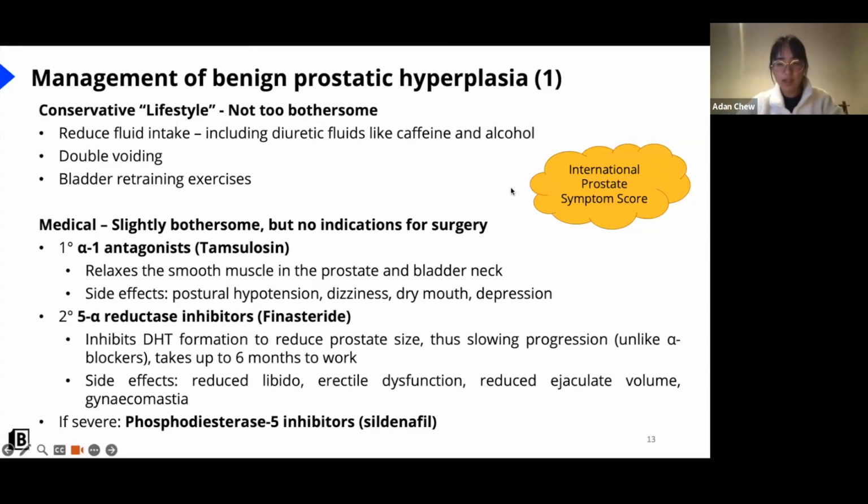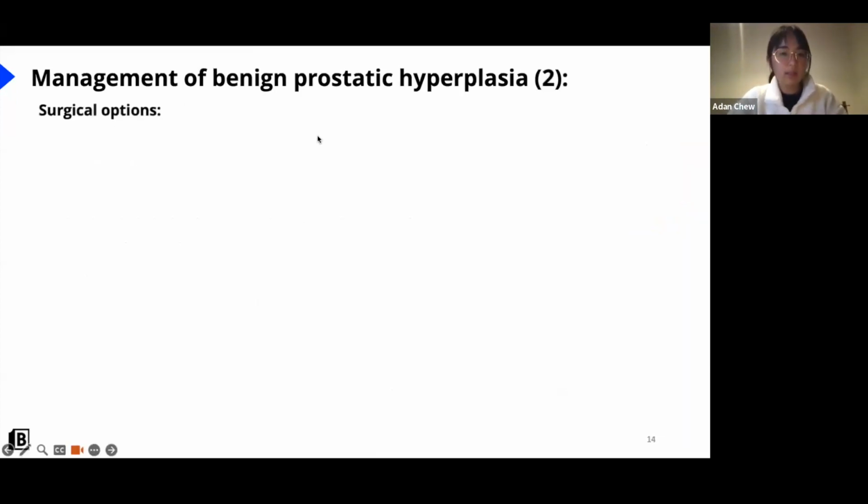There's also the International Prostate Symptom Score. If anyone wants to read up about it, it's a scoring system to classify how severe the symptoms are for BPH. So if anyone wants to, just as a reference, have a look at it.